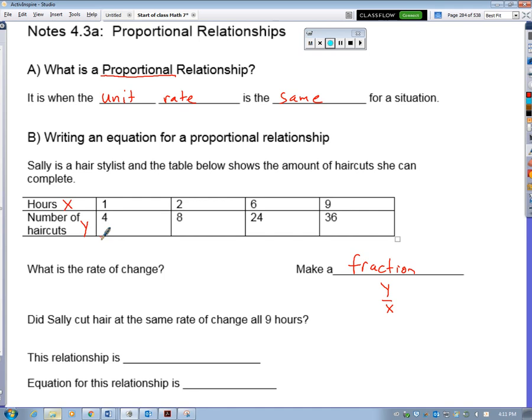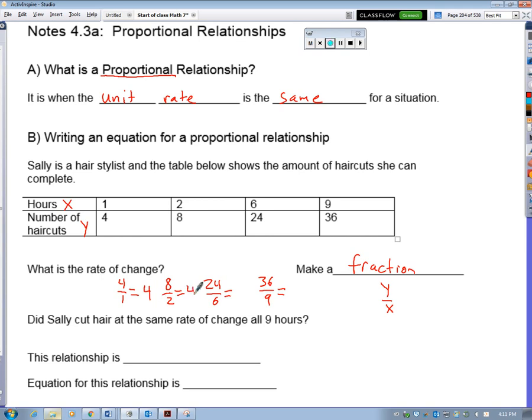Alright, so let's set up our fraction. So we're going to have y over x. So our first one is going to be 4 over 1. And then we're going to take a look at 8 over 2. And then we're going to take a look at 24 over 6. And these are just division problems. And we're trying to see if the unit rate is going to be the same for each one of these division problems. And it is.